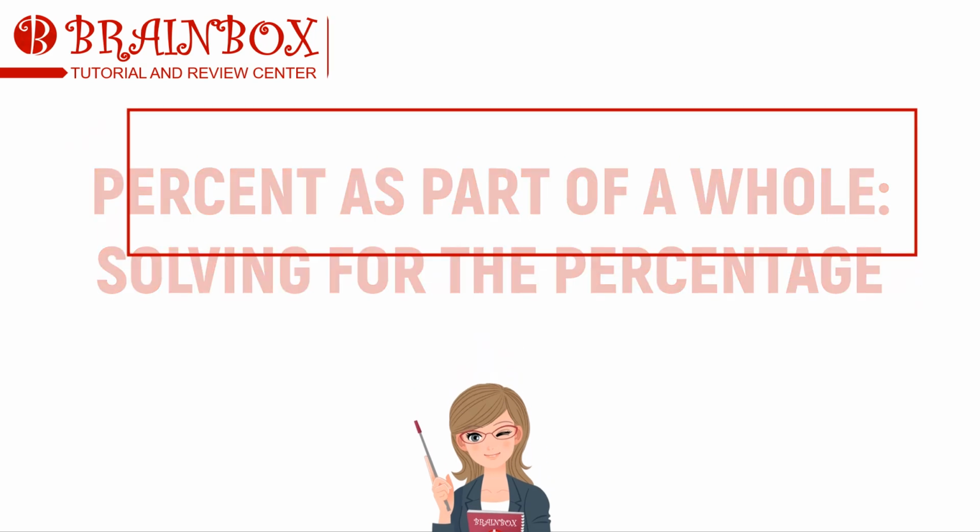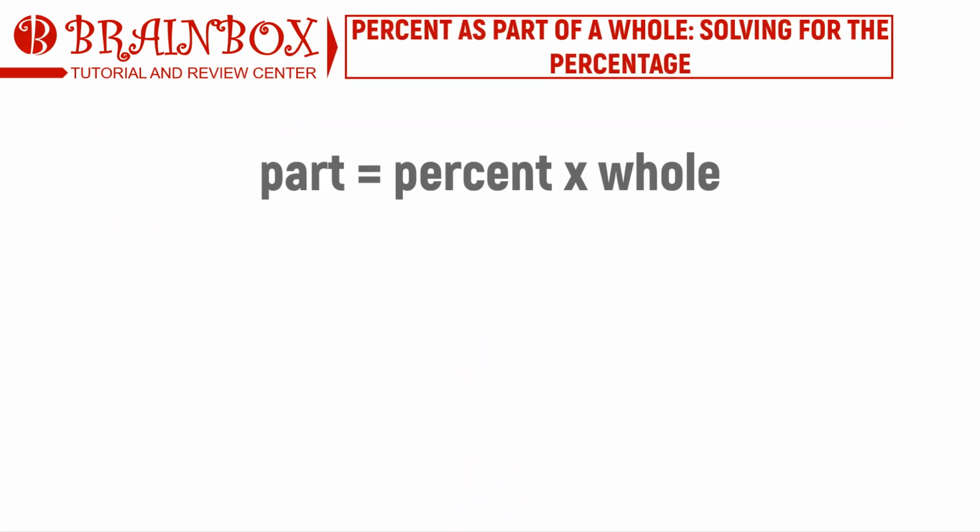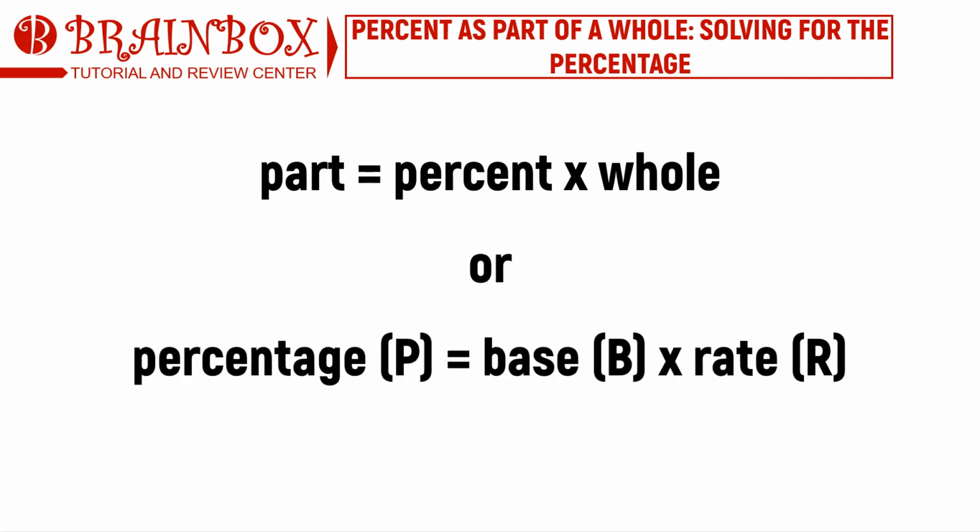For the discussion, we will be using the general equation shown. Part is equal to percent times whole. This equation can also be represented as percentage, P, is equal to base, B, times rate, R. For this discussion we will primarily use the second equation.